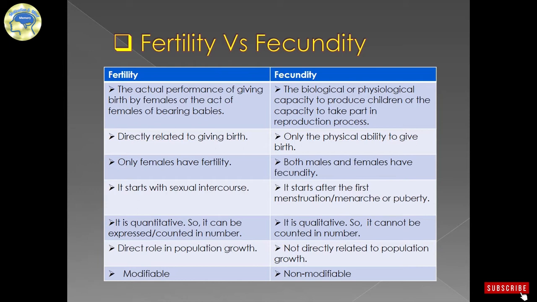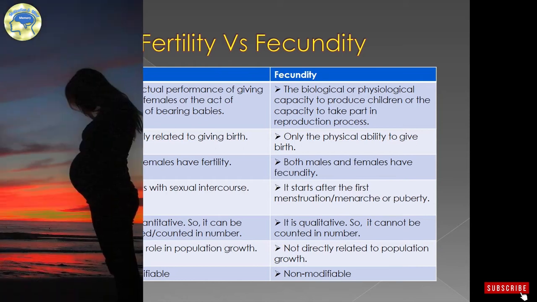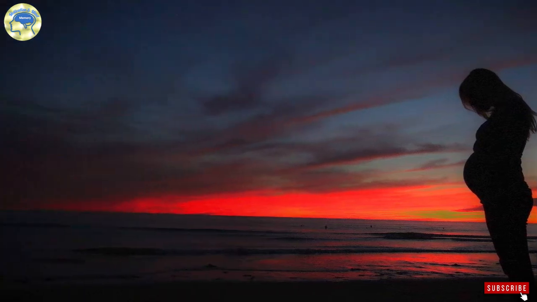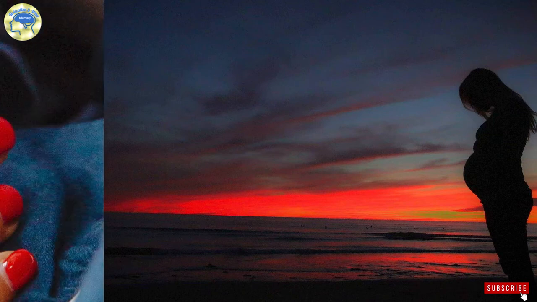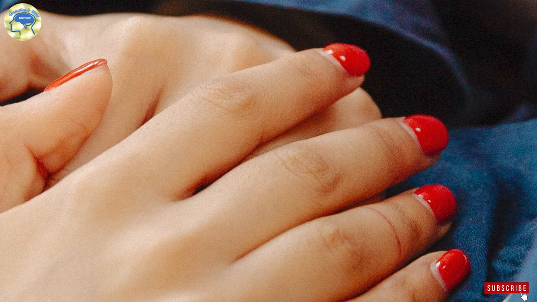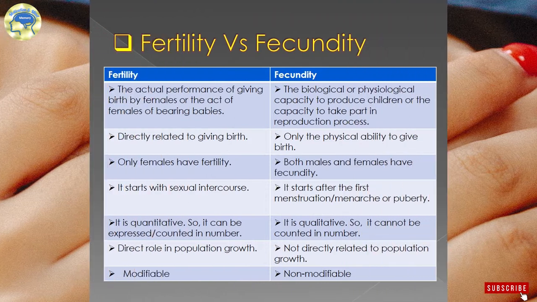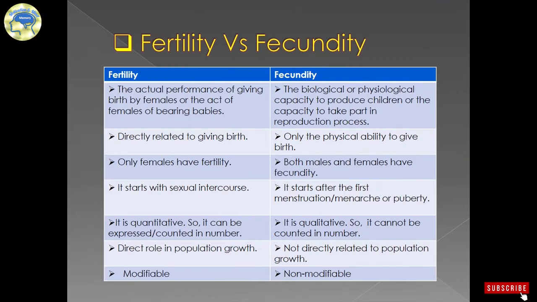fertility starts with sexual intercourse. Without sexual intercourse, there will not be conception, and the female cannot give birth to babies. But fecundity starts after the first menstruation, which is called menarche. The start of menstruation is called menarche or puberty. So fecundity starts after the first stage of adolescence, that is puberty. In the case of females, it starts after menstruation.